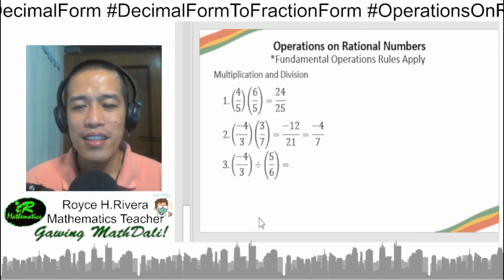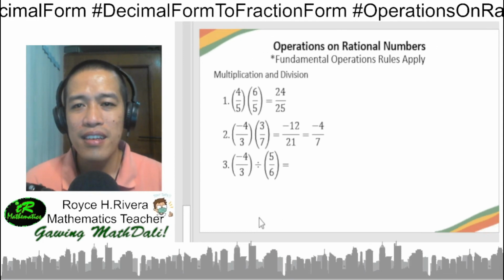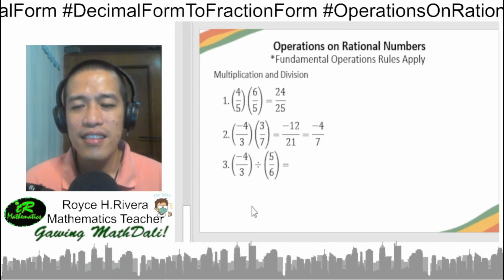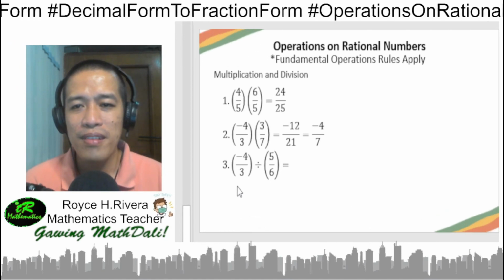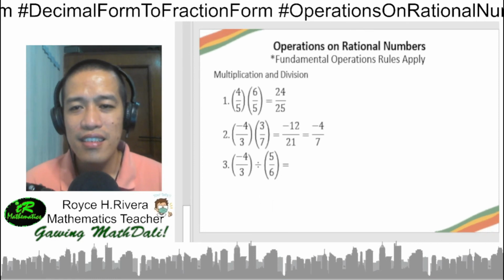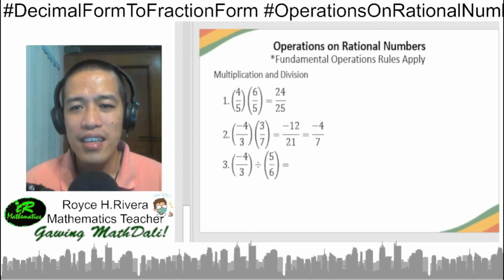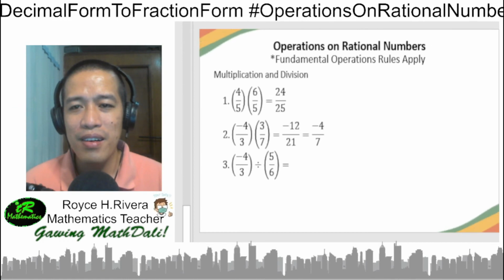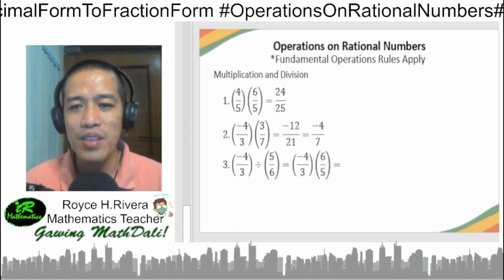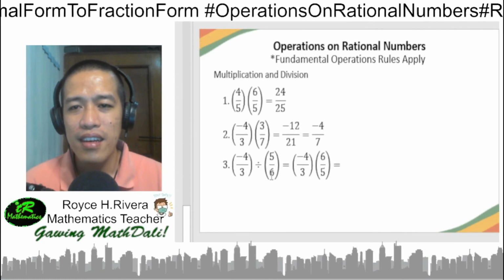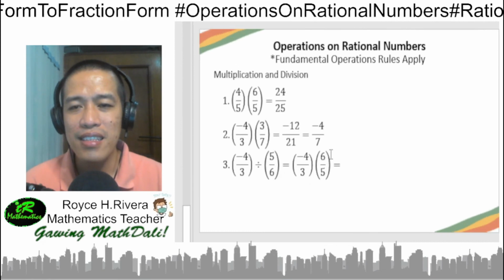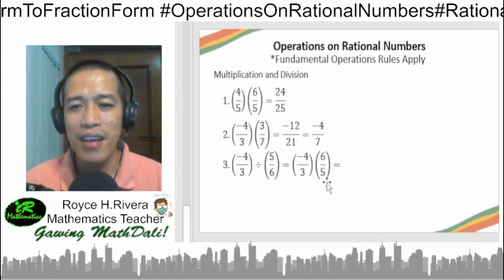Next, for the division of rational numbers, negative 4 over 3 divided by 5 over 6. We need to get the reciprocal of the divisor and proceed to multiplication. Our divisor is 5 over 6. Its reciprocal is 6 over 5.